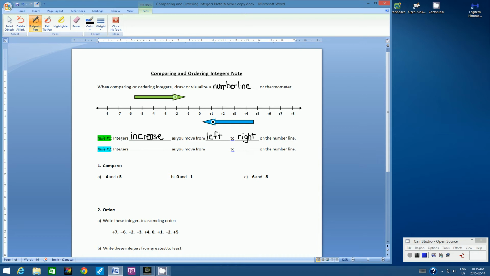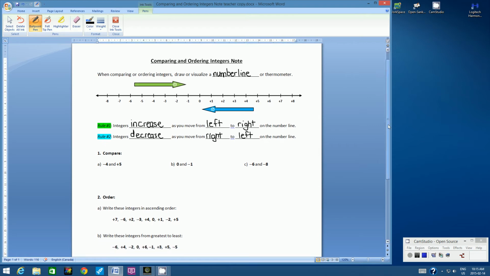Rule number 2 here in blue: integers decrease as you move from right to left on the number line. So as we look at rule number 2, we head this way and we see that the integers are decreasing. Okay, so let's look at some of the questions that will be asked of you.